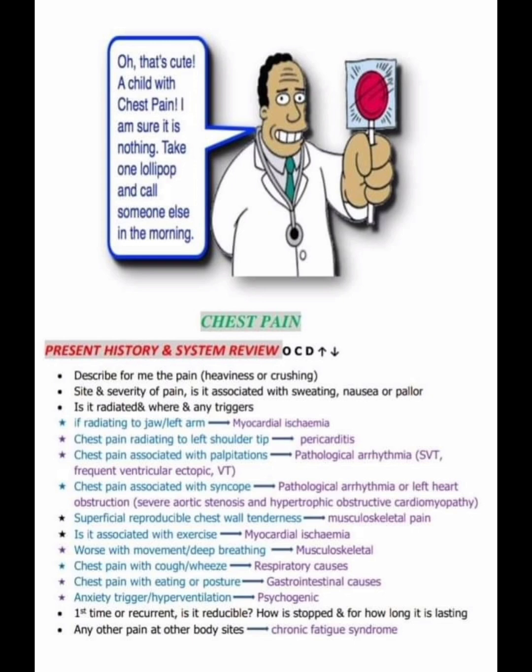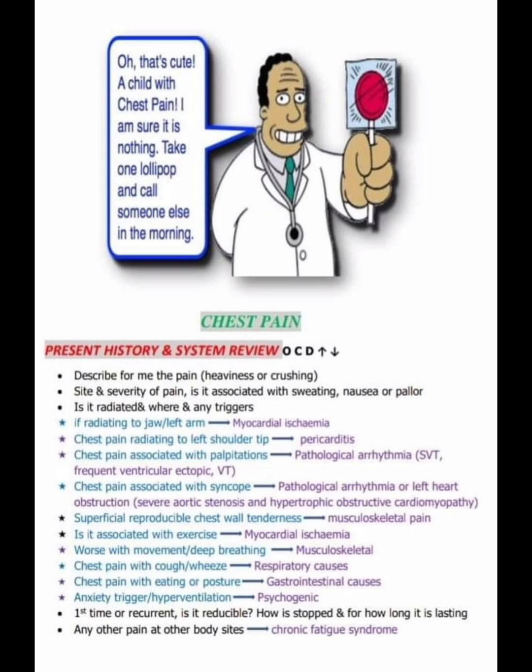Now, if the chest pain is superficial with reproducible chest wall tenderness, that is musculoskeletal pain. If the chest pain is associated with exercise, that is also myocardial ischemia. If the chest pain is worse with movement or deep breathing, that is musculoskeletal. If the chest pain is associated with cough and wheeze, that is respiratory causes. If the chest pain is related to eating or posture, then that is gastrointestinal causes. If anxiety triggers the chest pain with hyperventilation, that is psychogenic.